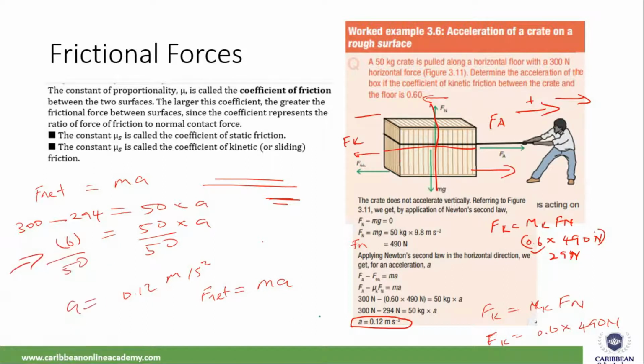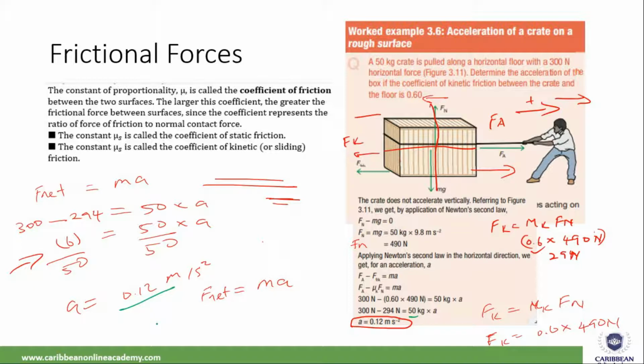By doing some simple mathematics here, we know the mass of the crate, which is 50 kilograms. So by dividing 6 by 50, it gives us a value of 0.16 meters per second squared, and that tells us the acceleration. All right.